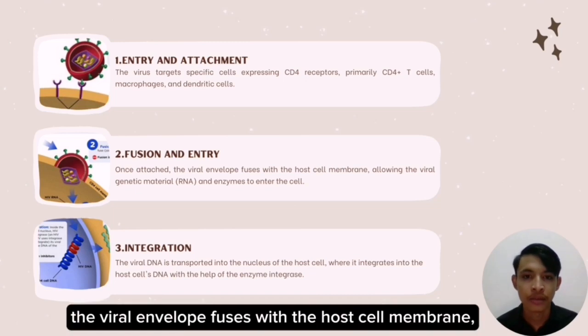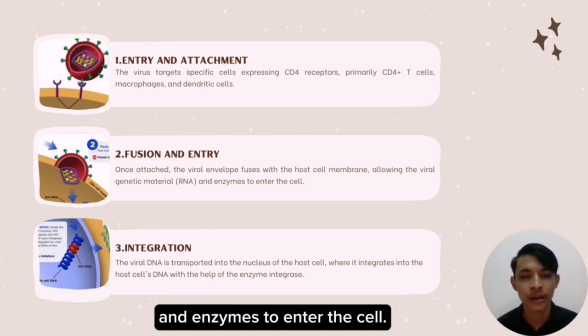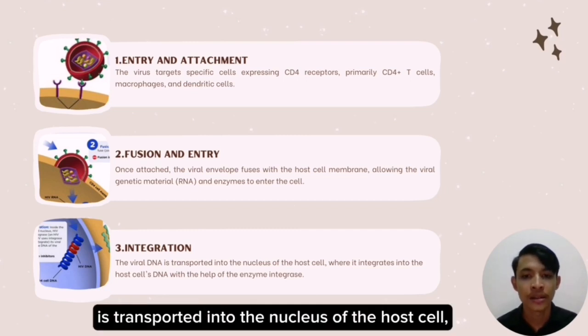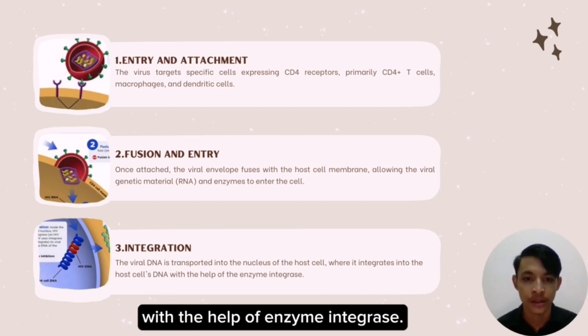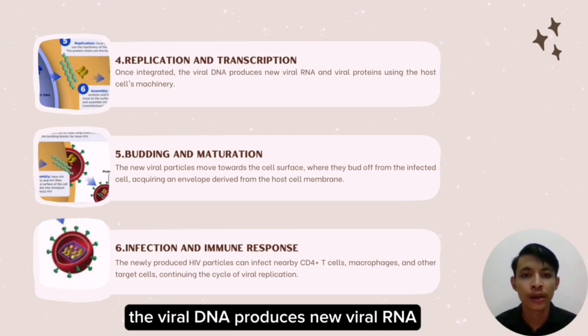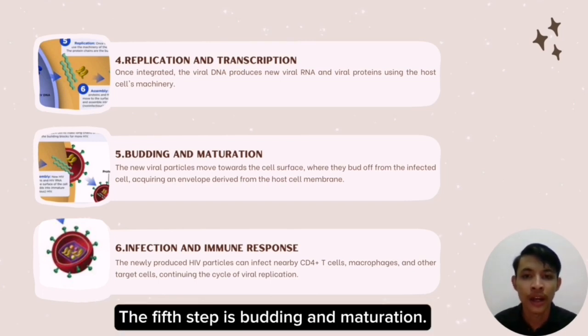Once attached, the viral envelope fuses with the host cell membrane, allowing the viral genetic material, RNA, and enzymes to enter the cell. The third part is integration. The viral DNA is transported into the nucleus of the host cell, where it integrates into the host cell's DNA with the help of the enzyme integrase. The fourth step is replication and transcription. Once integrated, the viral DNA produces new viral RNA and viral proteins using the host cell's machinery. The fifth step is budding and maturation.